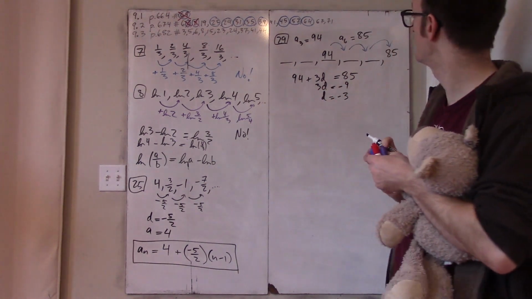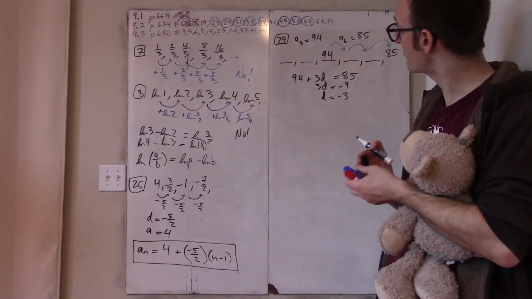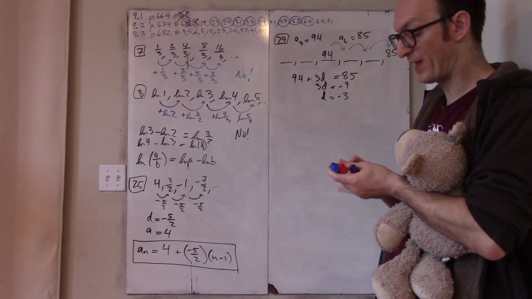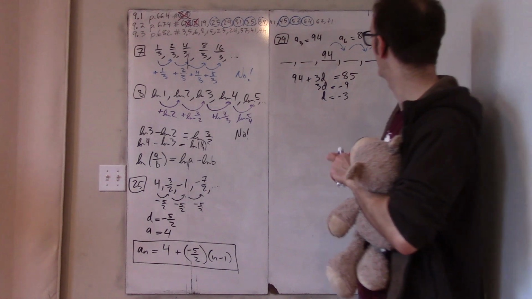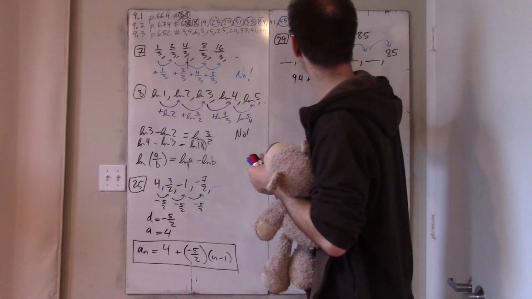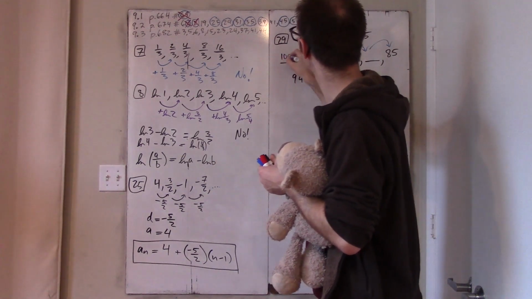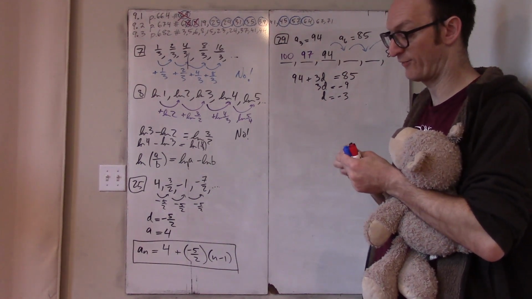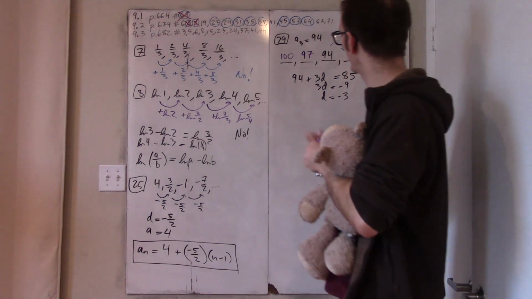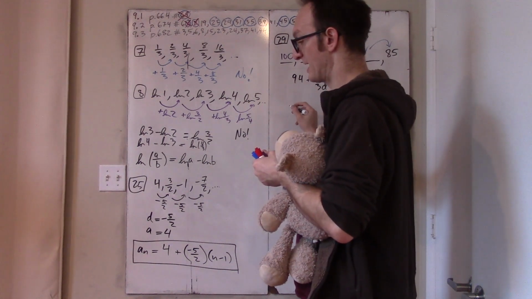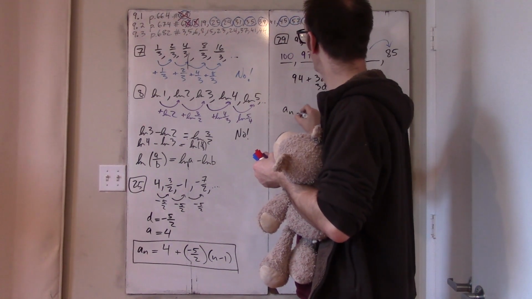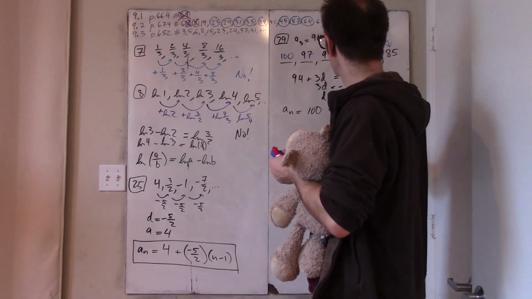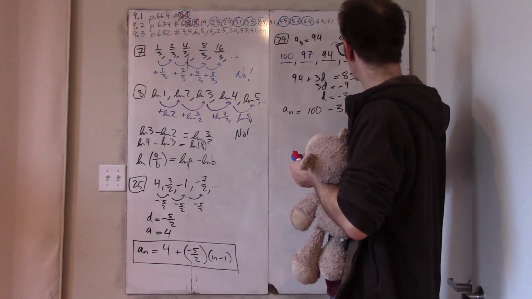Does that check out? It just does. If D is negative 3, if I'm going down by 3 every time, then this must be 97, and this must be 100. So that's pretty much it. And therefore, what does the generic term look like? The nth term must be 100 minus 3 times n minus 1.